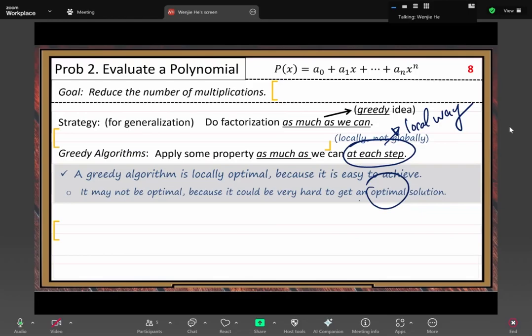So our attitude is that we want to get close to optimal. If some algorithm is close to optimal, not absolutely optimal but near optimal, then we will be very happy. Now, the generalization here: this time we apply the greedy algorithm. We want to do factorization as much as we can.